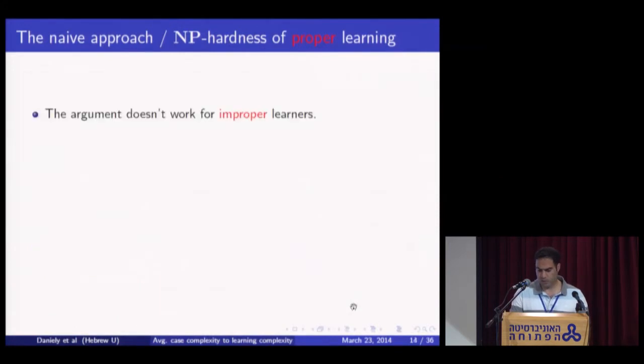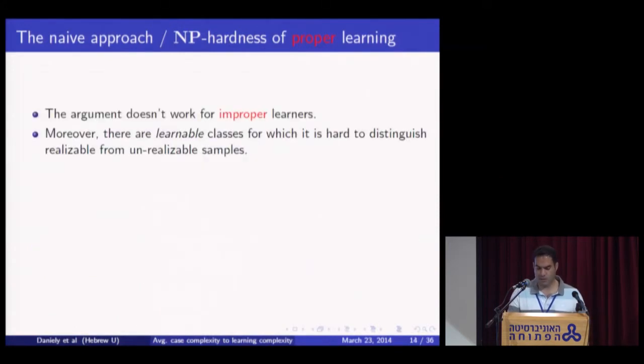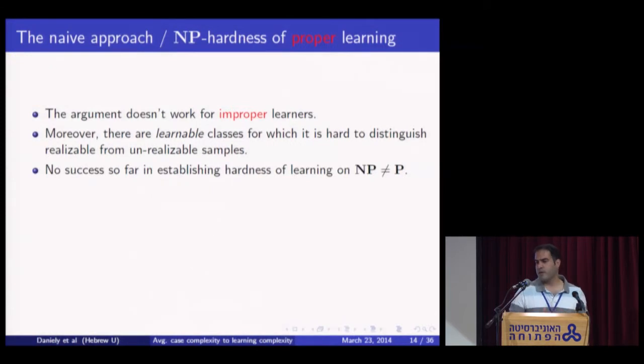Okay, so the argument, as we said, doesn't work for improper learners, but you can tell me, okay, so maybe there is a more clever way to show hardness of learning problems based on P is different than NP. Here I can say that no one succeeded to do so during the last 30 years.